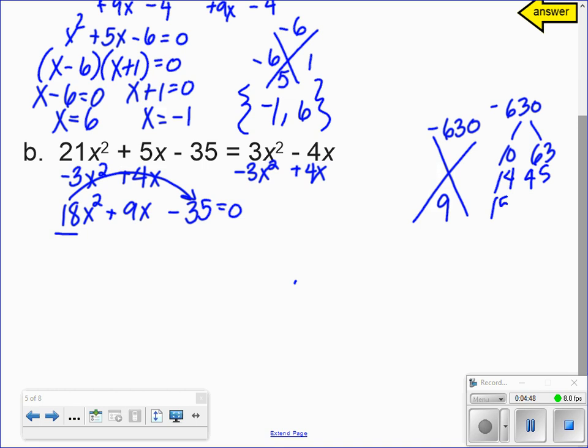The next one is 15 and 42. The next one is 18 and 35. And eventually I get down to 21 and 30. I know that will subtract to give me 9. Now, in order to have a positive 9, the 21 has to be negative. So it's negative 21 and 30. Then I could factor by grouping, or I could use the box. I'm going to use my box method here.